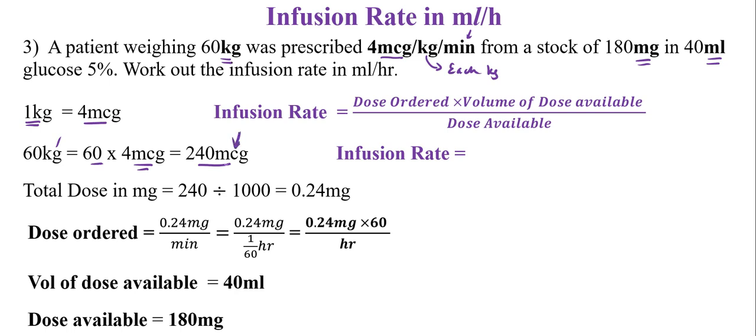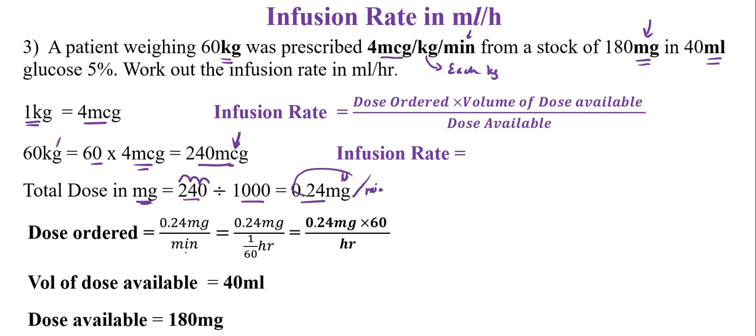We have to be careful here. The micrograms is not the same as the milligrams. So we need to convert the micrograms into milligrams. So we divide the 240 by 1,000. The point moves 3 times to the left, and that yields 0.24 milligrams. So the dose going to the patient is in milligrams, the same as the units of the stock, which is also in milligrams. But this 0.24 milligrams is per minute.